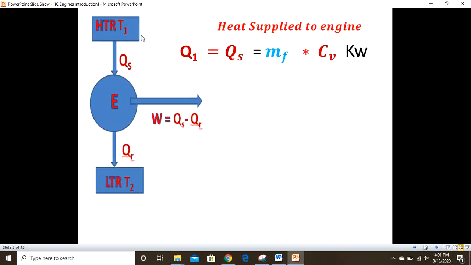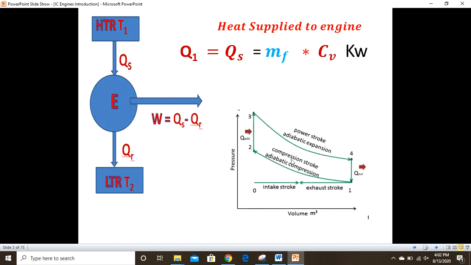The amount of heat energy given to the system is Qs, equal to Q1, which is equal to the mass flow rate of the fuel into the calorific value of the fuel. The mass rate of the fuel is injected into the cylinder, Cv is the calorific value, and the multiplication gives the power in kilowatts.